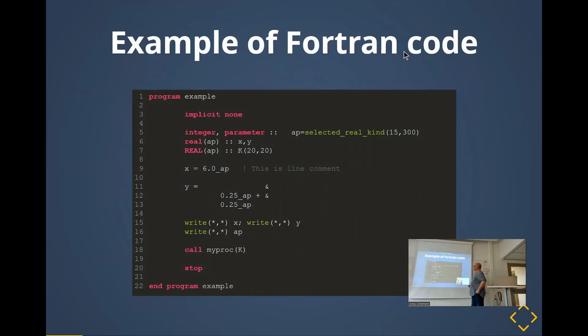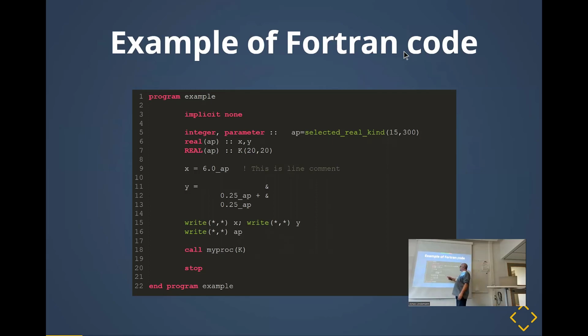So here is an example. You have program example, then implicit none. I will come to that later, but because of compatibility, in Fortran 77 you actually didn't have to declare variables. All variables starting with I to N were declared integer by default, and all other ones were real. That can confuse a lot of things and also introduce a lot of errors.